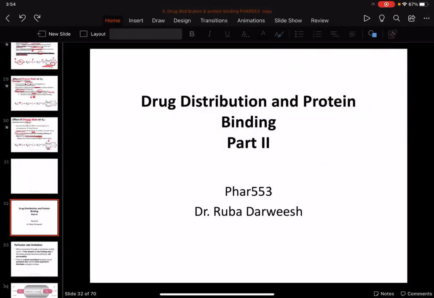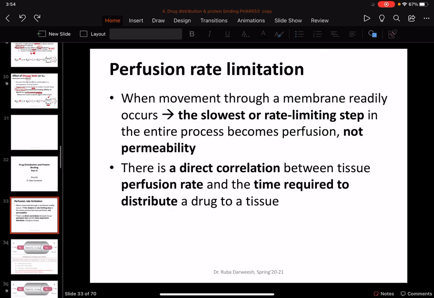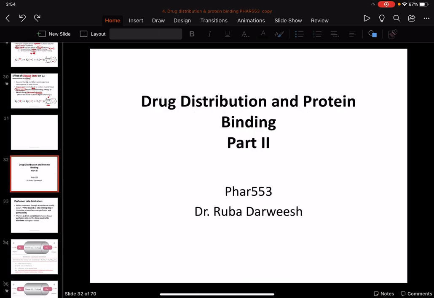Okay, in this part of the lecture, we will talk a little bit about some of the concepts and examples of distribution and protein binding, and some equations from here and there that you need to take into consideration. Again, we were explaining this in more detail before, and I cut major parts of it, because I just want you to take the concepts out of the whole thing.